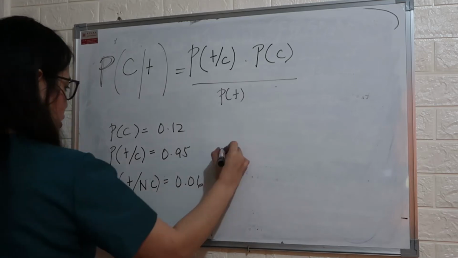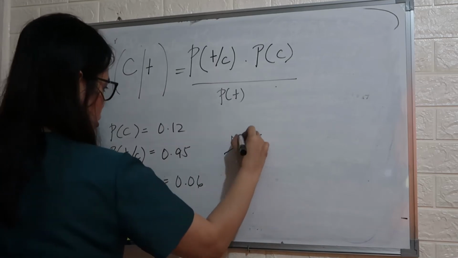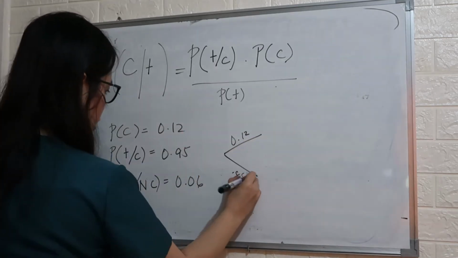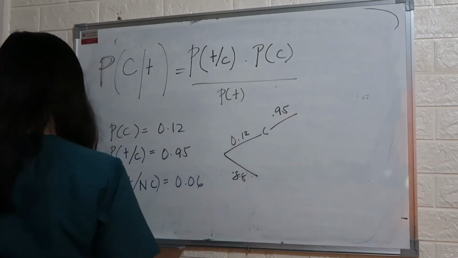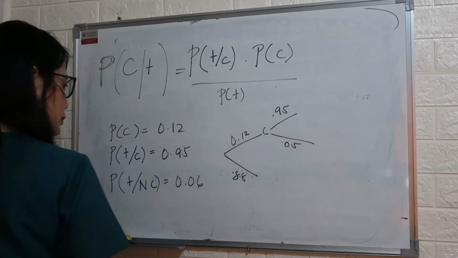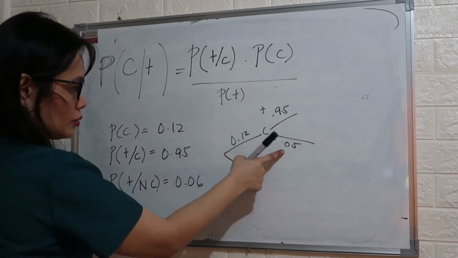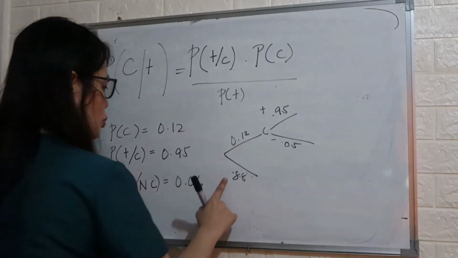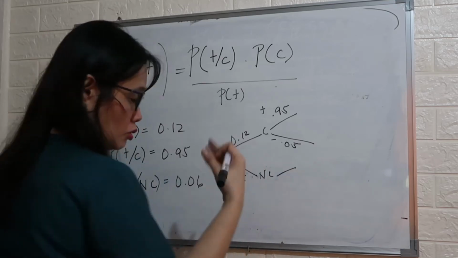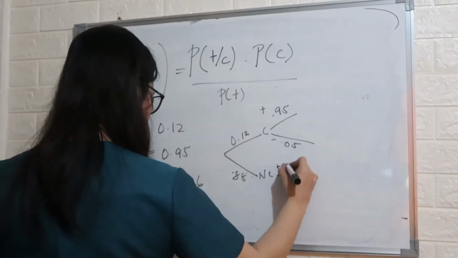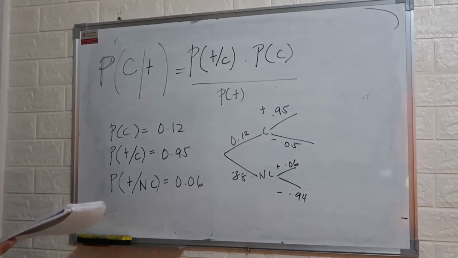Okay, so let's say this is a man. The chances of getting cancer, that will be 0.12, and not getting cancer, that will be 0.88. And then if it's a positive, that will be 0.95, and not positive, that is 0.05. The result of a cancer is positive, that's 0.95, and not positive, 0.05. So 0.88 meaning chances of not getting a cancer. No cancer but it's a positive, that will be 0.06, and no cancer but it's a negative, that will be 0.94. So therefore, how do we answer it?